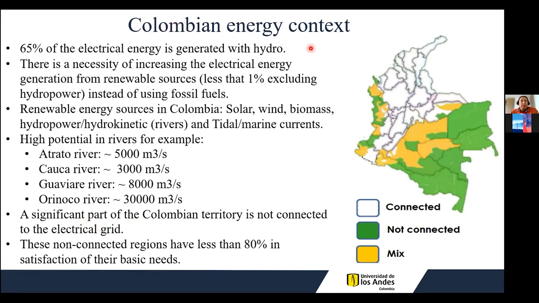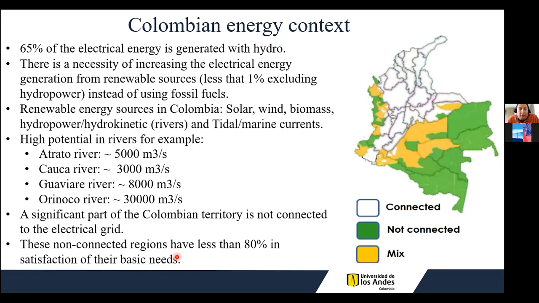Another problem in the Colombian energy context is that a significant part of the Colombian territory is not connected to the main electrical grid. As we can see here in this map, the white region, the center and the north part of Colombia, is the one that is connected to the grid. But we see a lot of regions in yellow and green, which are not connected to the grid. So they have to generate their energy mostly based on diesel engines. And this, of course, is contradictory, because these rivers are actually in these regions. So it doesn't make any sense to take diesel from Bogota or other places and move that diesel into this region in order to generate electricity.